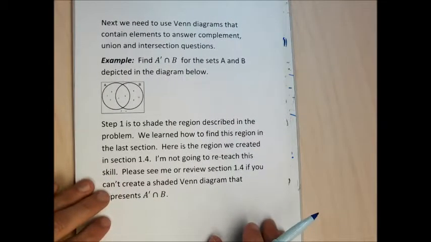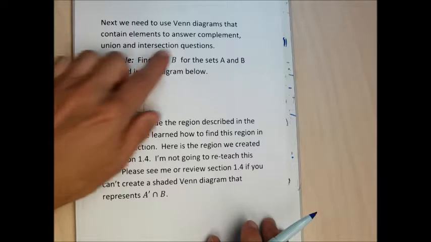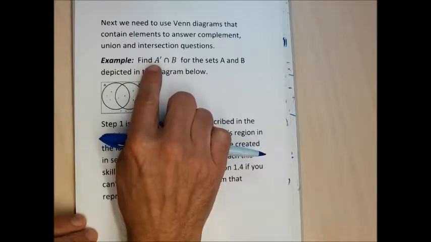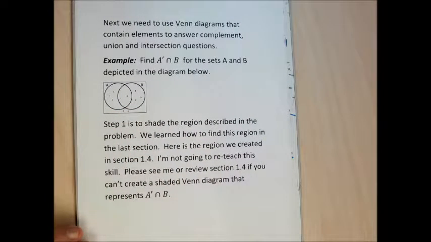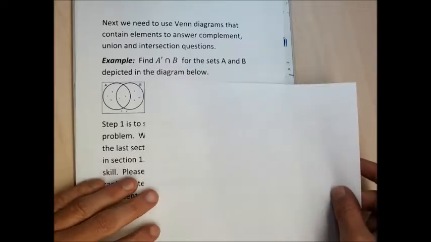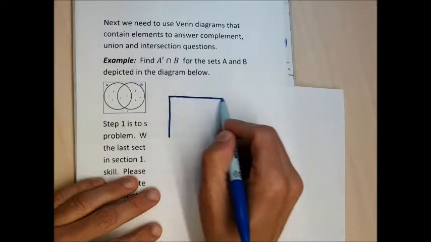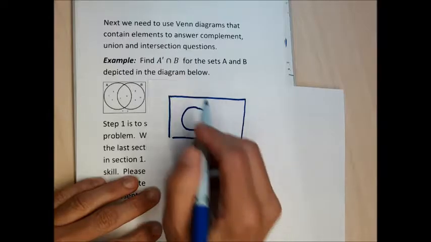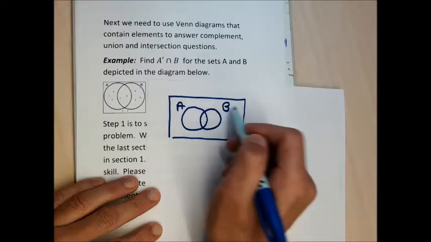The next thing we need to be able to do is use Venn diagrams that contain elements to find answers to complement, union, and intersection questions. So how am I going to find the set A complement intersection B for the sets A, B, and U that's described below? Not particularly hard to do this. So to do this, I need to make a picture and find the region that A complement intersection B represents. So I'm going to do that by making a picture like I did in the last section.